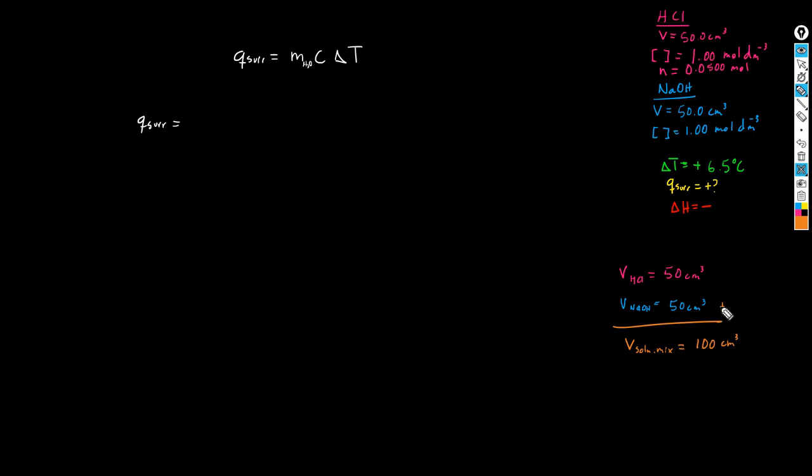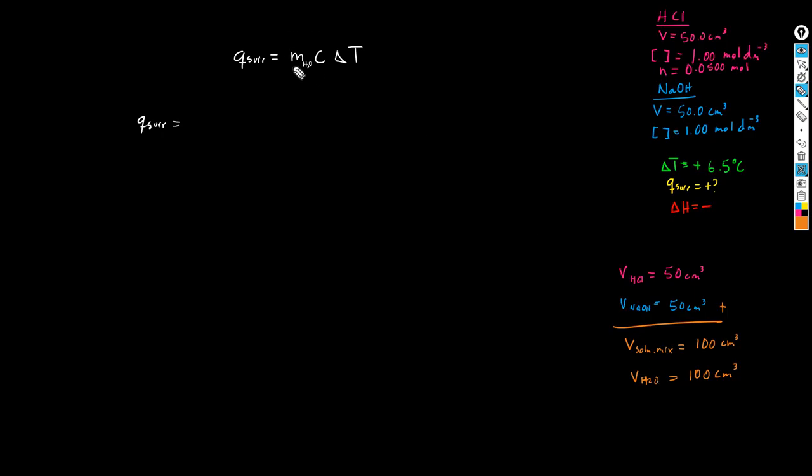50 plus 50. Well, how does that relate to mass of water? Well, remember, the volume of the mixture is 100 cubic centimeters. Because these are aqueous solutions, and they're mostly water, the volume of the water is 100 cubic centimeters. The volume of the actual chemicals in them is negligible. So that means we have 100 cubic centimeters of H2O.